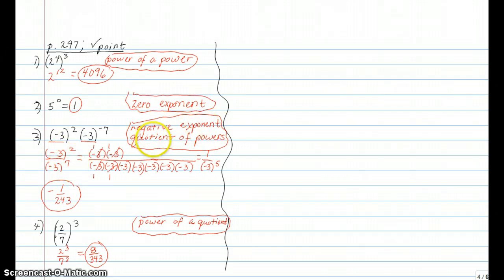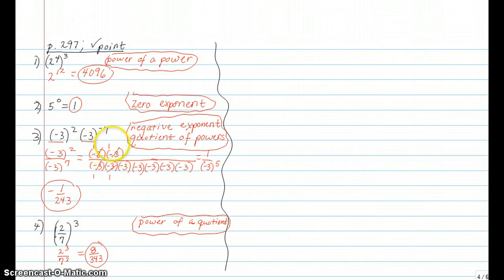Now I'm doing the quotient, it's division, of powers. They have the same base. So this negative 3, there's 2 of them in the numerator. This negative 3, there's 7 in the denominator. So I'm going to stretch it out or expand it for you. So we've got negative 3 times negative 3 in the numerator. And then we have negative 3 being multiplied together 7 times in the denominator. These 2 negative 3's become 1. These 2 negative 3's, when you divide them, also become 1.